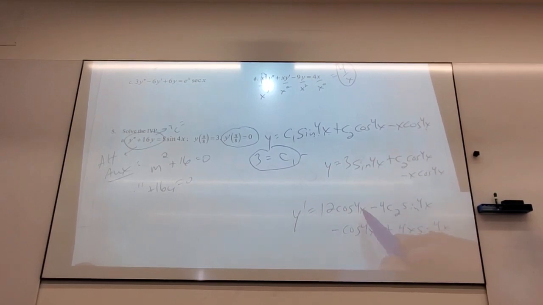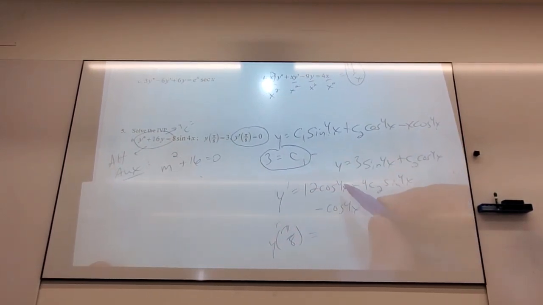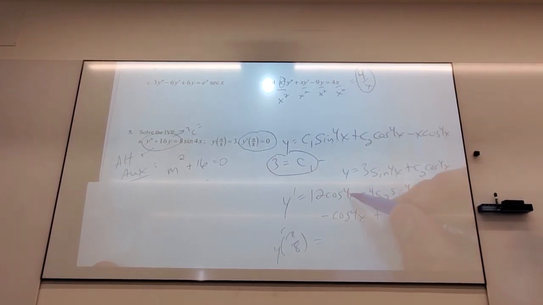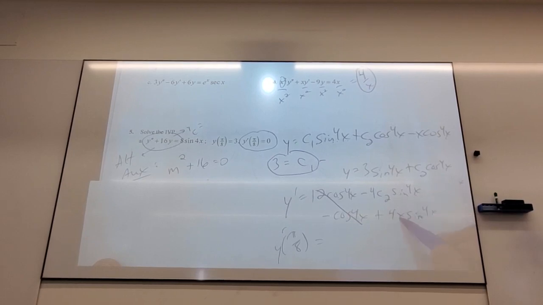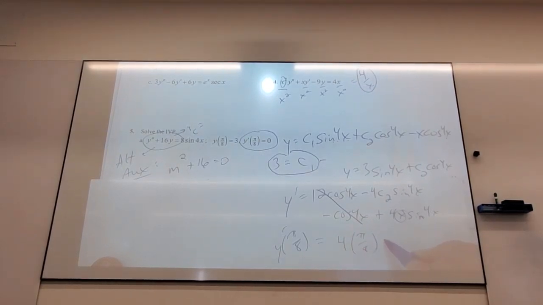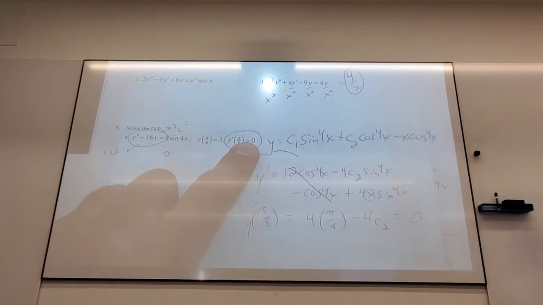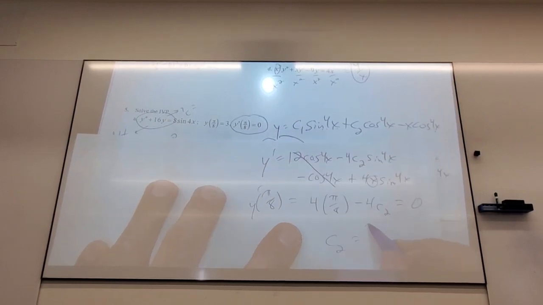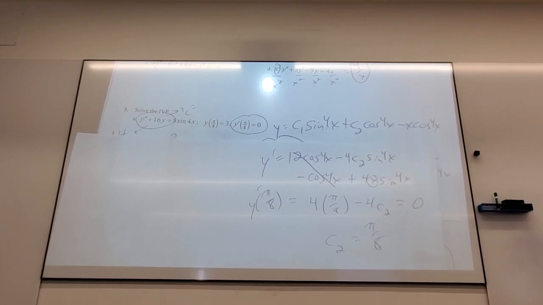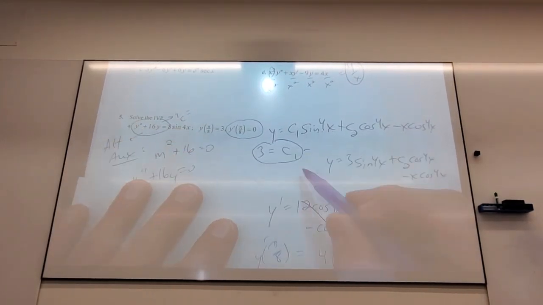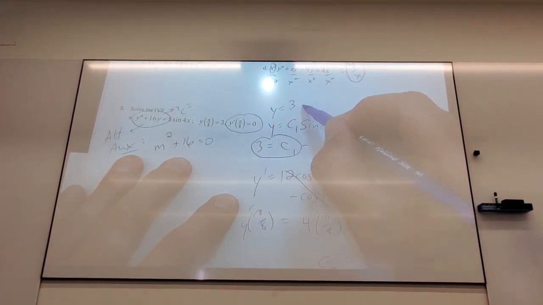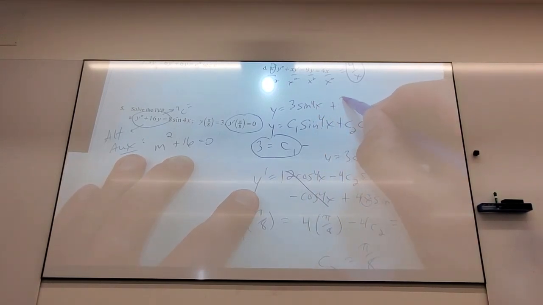Because I'm going to plug pi over 8 in, so all the cosine stuff we already know is going to cancel, because this will be 4 times pi over 8, pi over 2, cosine of pi over 2 is 0, right? Sine of pi over 2 is 1, and this, of course, is pi over 8. And that's supposed to equal 0. So can somebody just tell me what C2 is? Pi over 8. So therefore, the solution is, I know what C1 is now, and I know what C2 is, so the solution is 3 sine 4x plus pi over 8 cosine 4x minus x cosine 4x.